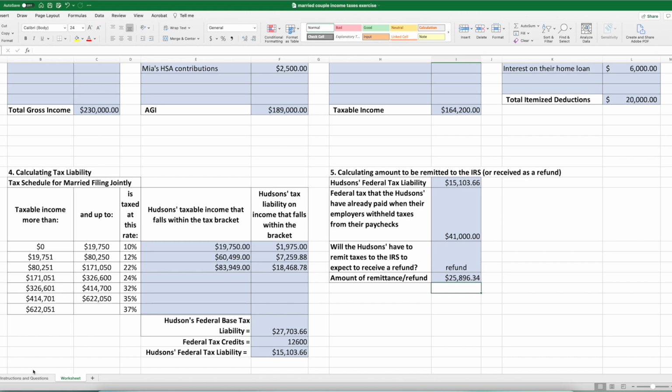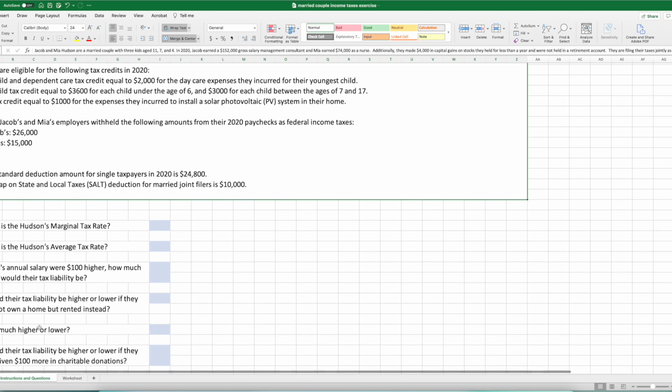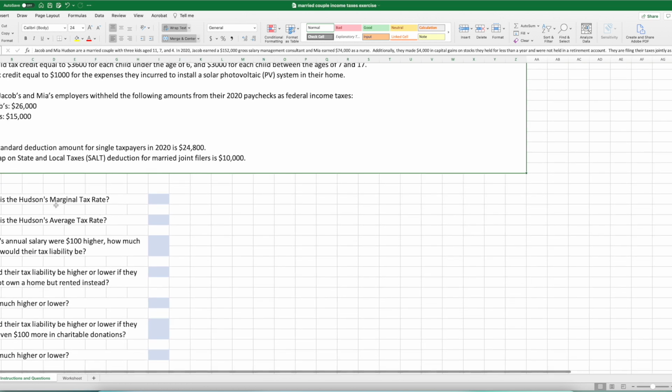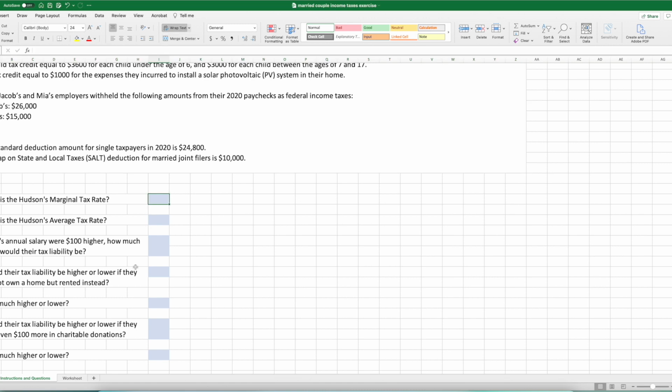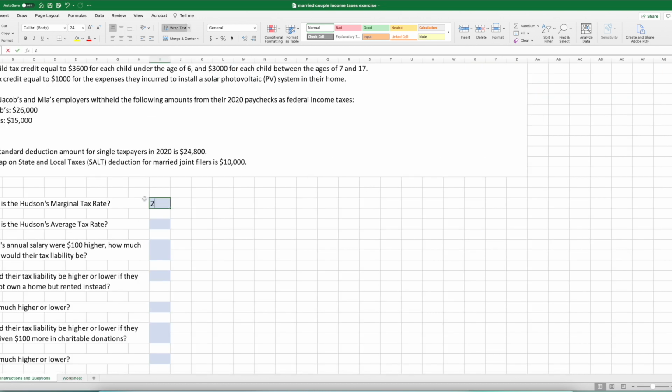Okay, now having worked through these worksheets, we are ready to answer the questions in the instructions and questions sheet. What is the Hudsons' marginal tax rate? Well, the marginal tax rate, you'll recall, is the tax rate of your last dollar of taxable income. So the last dollar of taxable income falls in the 22% tax bracket. Okay, it was taxed at 22%, and so that is their marginal tax rate.